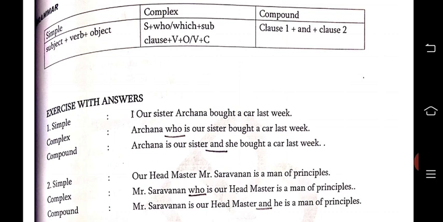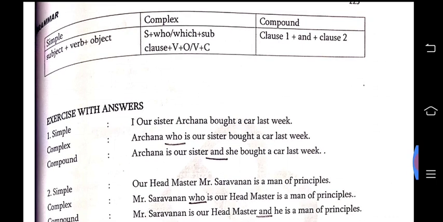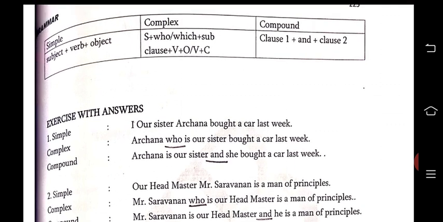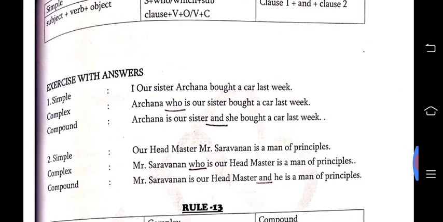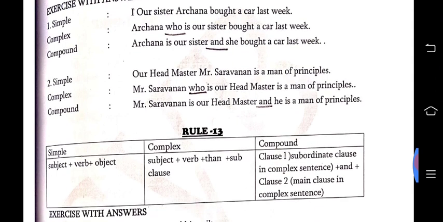Then the compound sentence, as usual. We should have two main clauses and one coordinating conjunction. Here we should have only a coordinating conjunction: clause 1, clause 2 and then one conjunction, that is and. Archana is our sister and she bought a car last week. Then see the second sentence.